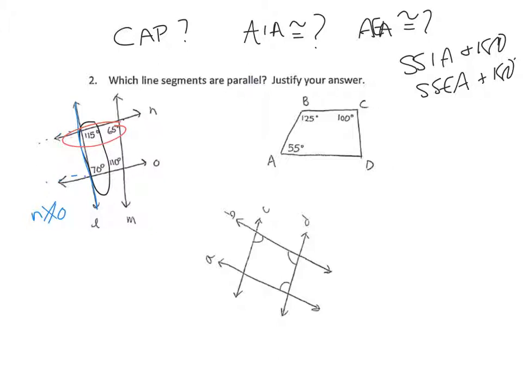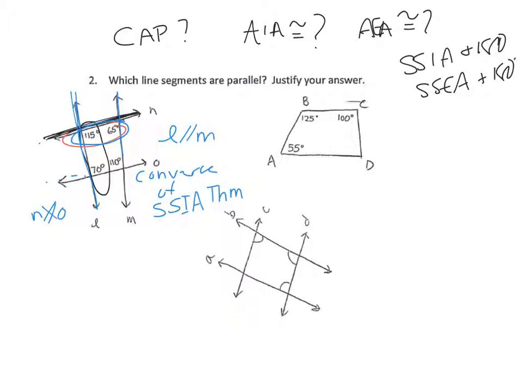So if this was my transversal and these are my two lines, then that means that L is parallel to M. L is parallel to M by the converse of the same side interior angles theorem, because we know that the same side interior angles add up to 180, therefore the lines are parallel. Let's look at the second one.